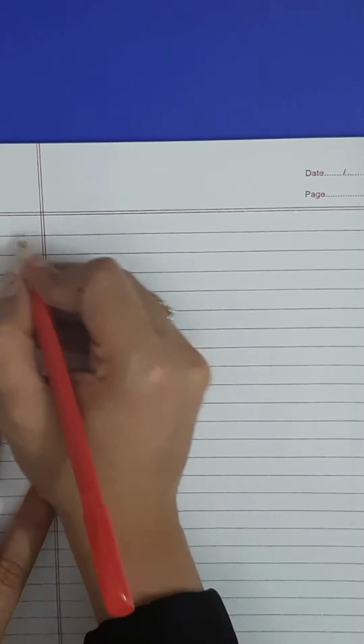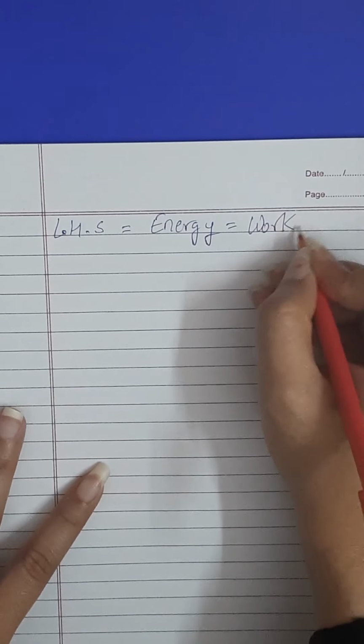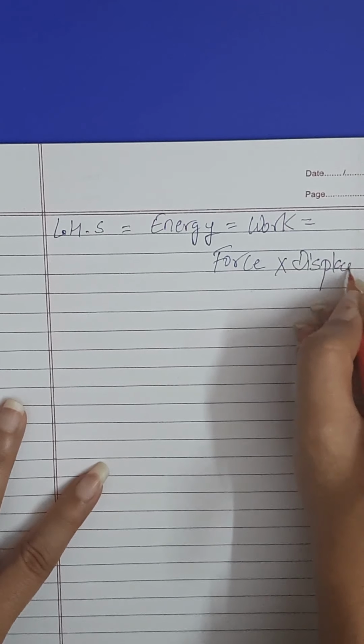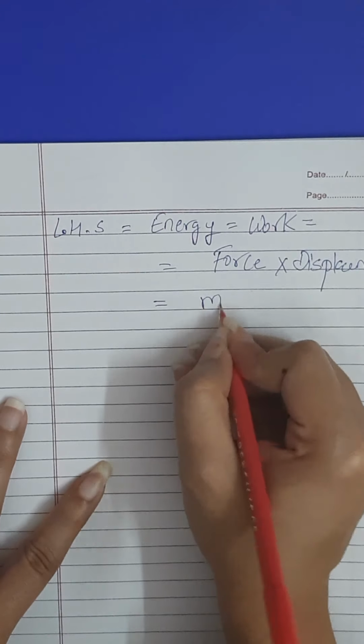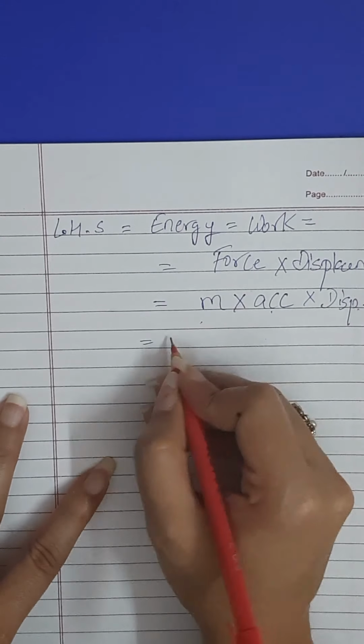So what I will do is, I will start with LHS. In LHS I have energy. Now we all know that energy equals work, and work is nothing but force into displacement. Moving ahead, we know force is mass into acceleration. So we get a simpler formula, mass into acceleration into displacement.